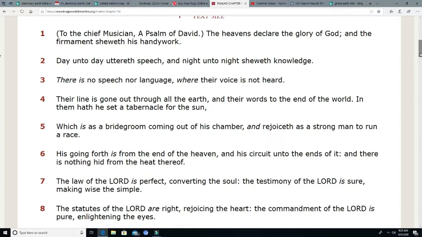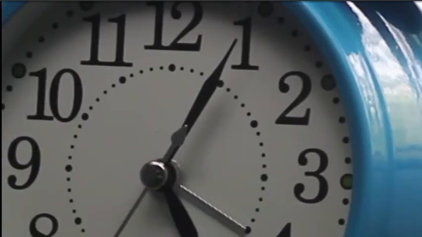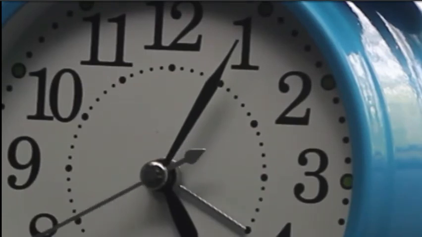So let's proceed with the proceedings. So as we can see, this clock is built on biblical principles. Okay? Let's keep the stats straight.